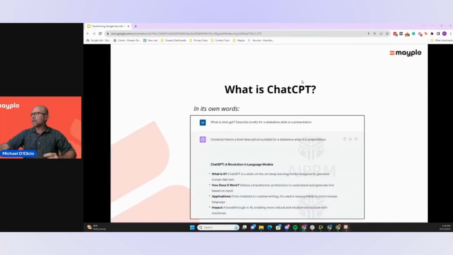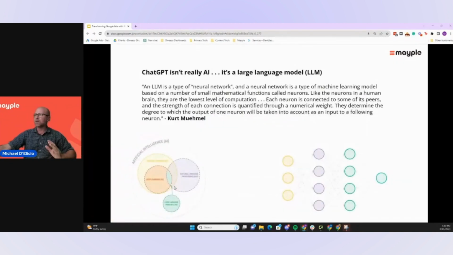So what exactly is ChatGPT? I asked ChatGPT to describe itself for us. And what it tells us is that it is a state-of-the-art data learning model designed to generate human-like text. It uses a transformer architecture to understand and generate text based on input. What a lot of this means is that this is what's known as an LLM, or large language model system.